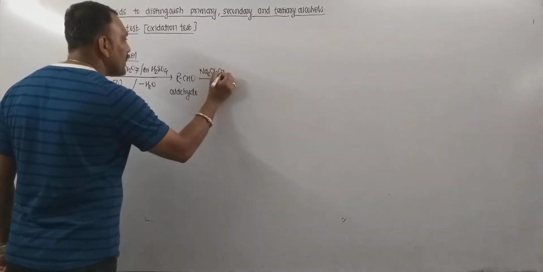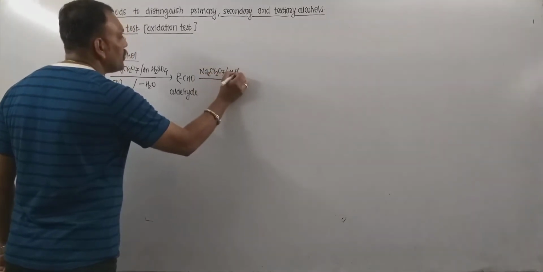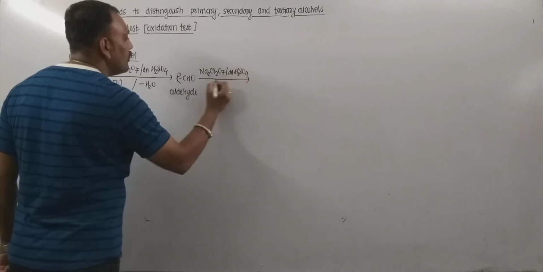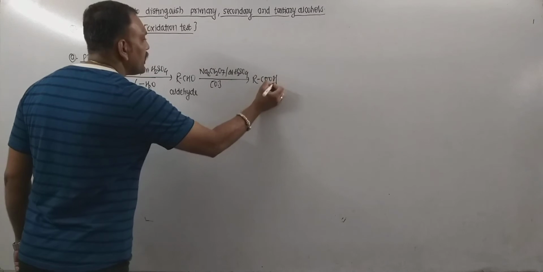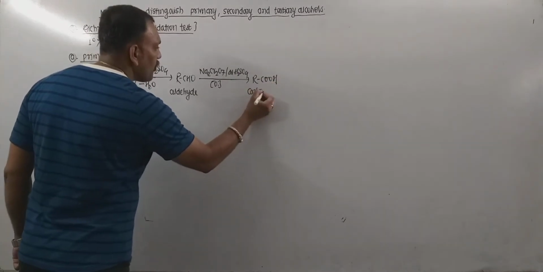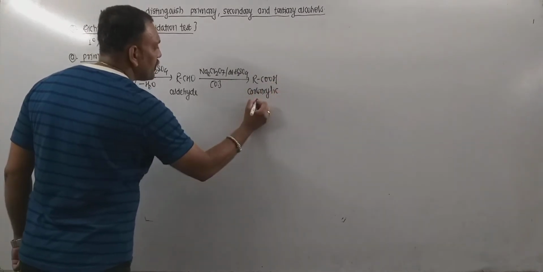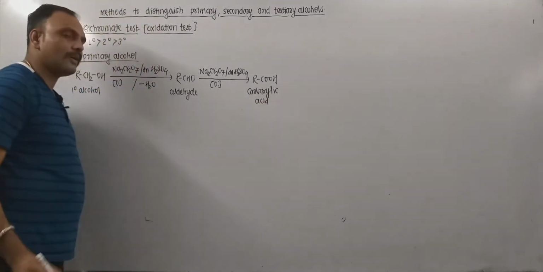that is Na2Cr2O7 in dilute H2SO4, and due to which we may receive the carboxylic acid. So this is the carboxylic acid, which is the second oxidative product.